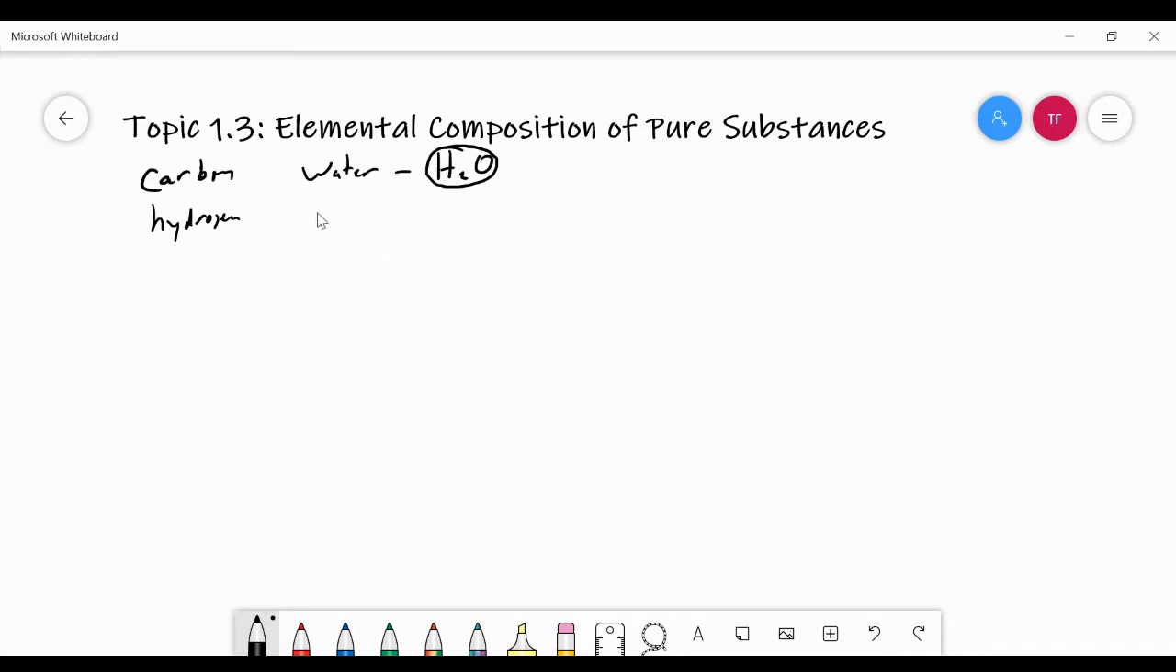Sodium chloride, salt, table salt. If you had sodium chloride, there's one ion of sodium for every one ion of chloride. So we say it's a pure substance.